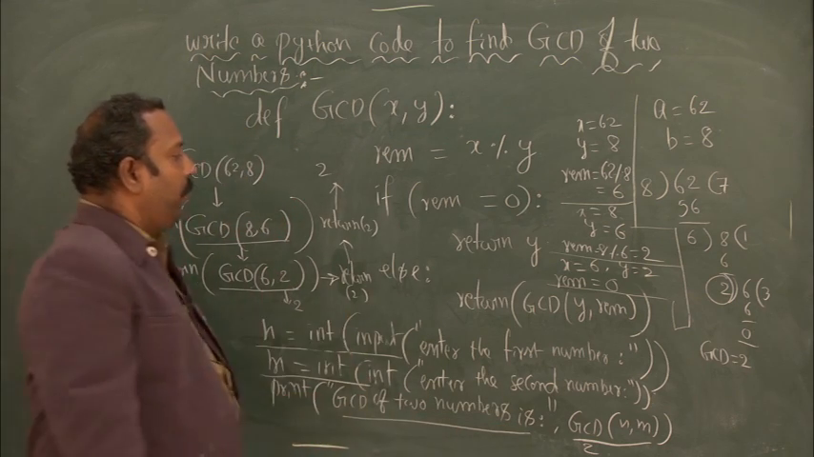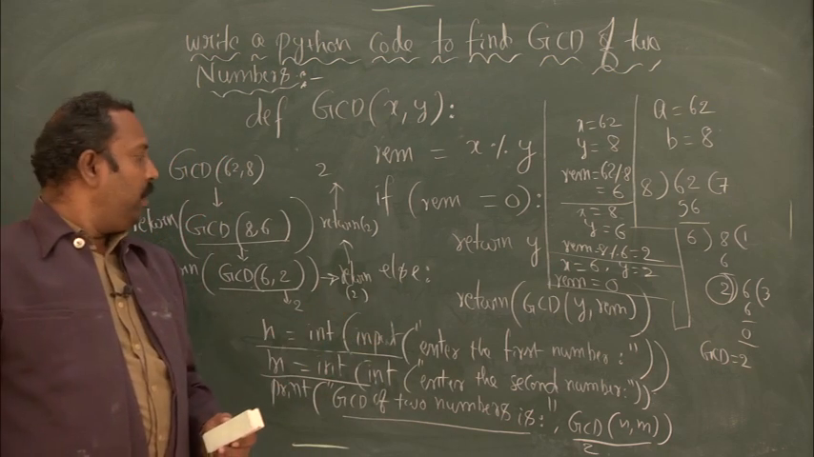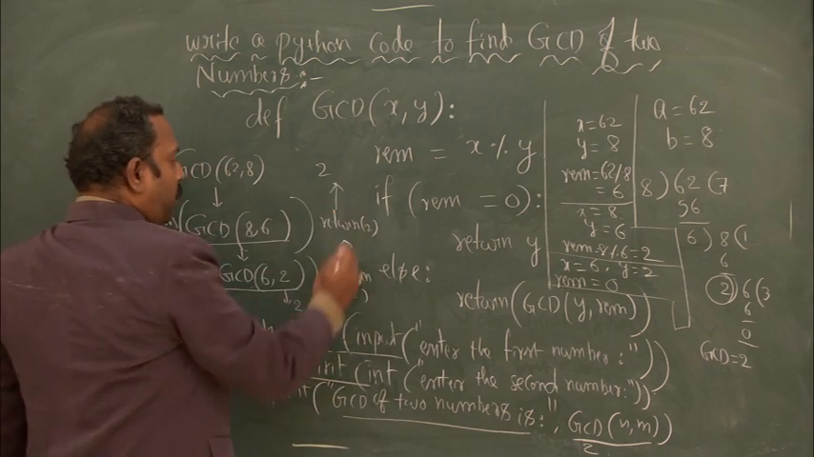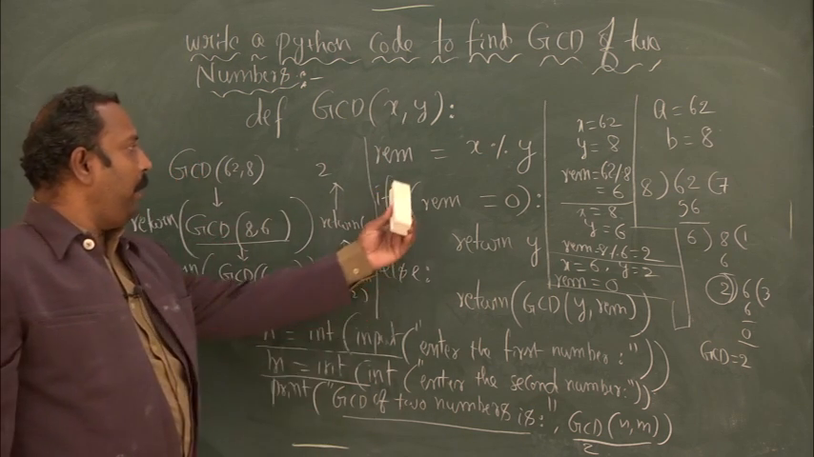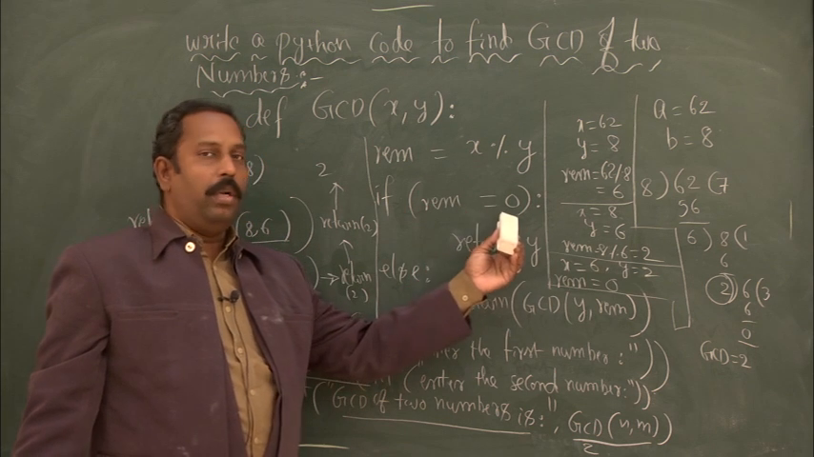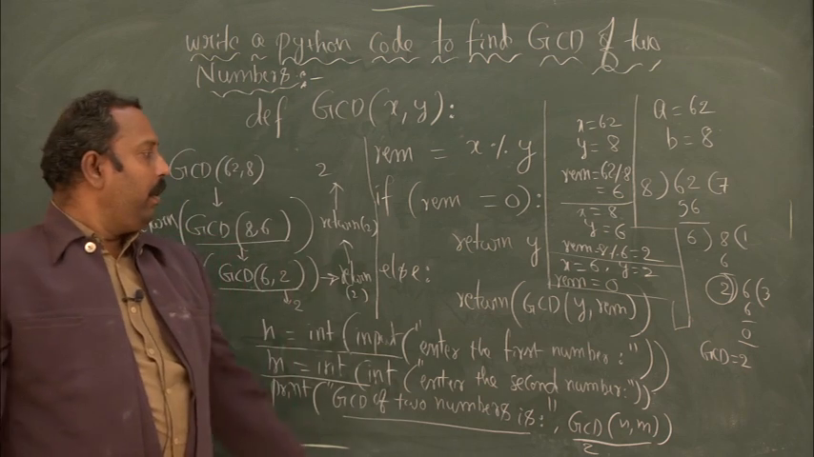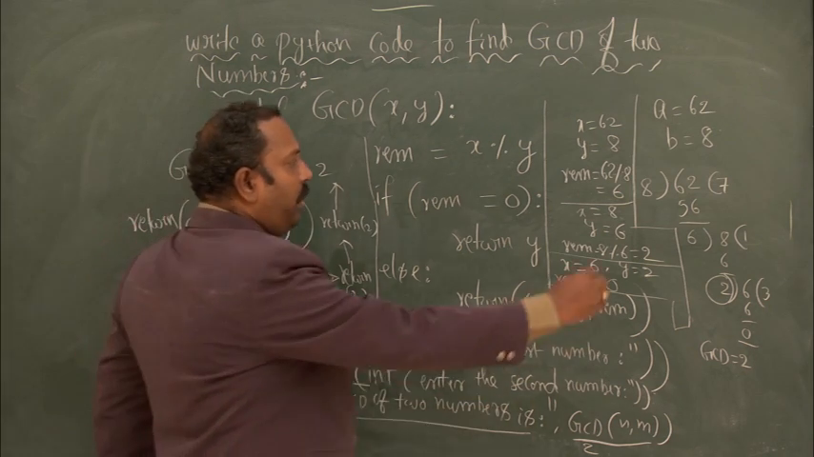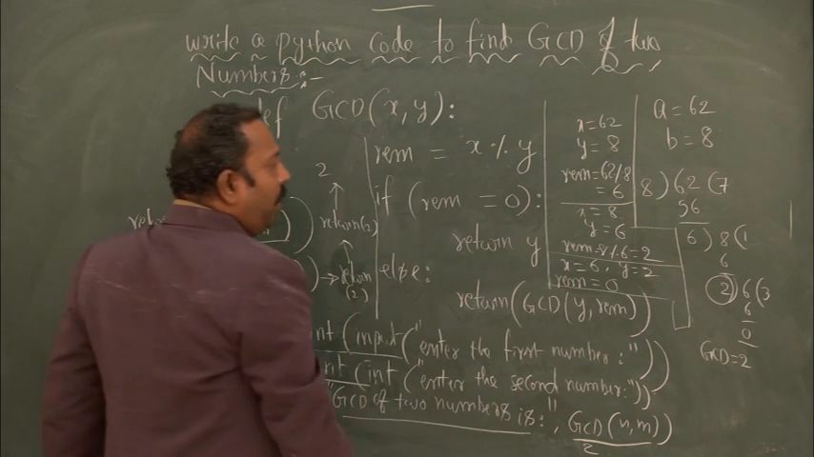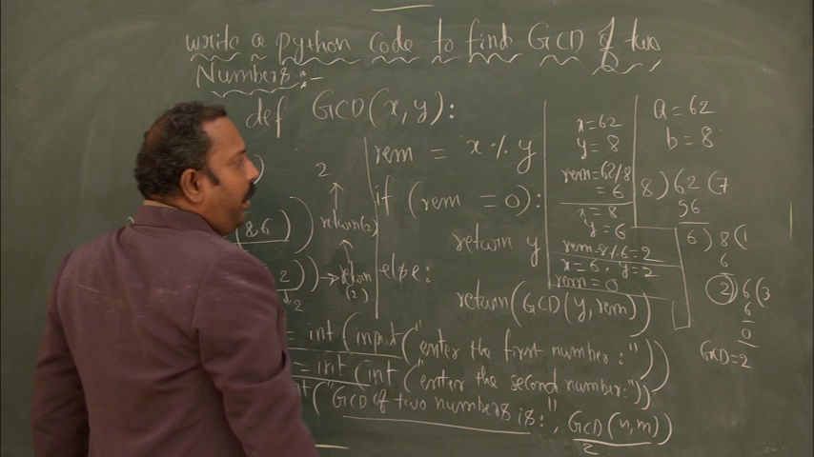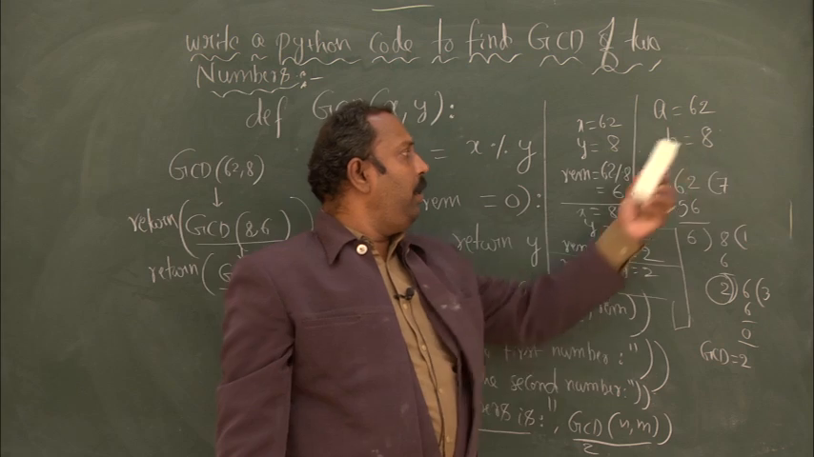So this is the logic for finding the GCD of two numbers using recursion. We have to calculate the remainder. If the remainder is equal to 0, return y. Otherwise, again we have to call GCD of y comma remainder. Because here you see, first we are dividing 62 by 8, and whatever remainder value we got will become the divisor. Here a equals 62 and b equals 8.